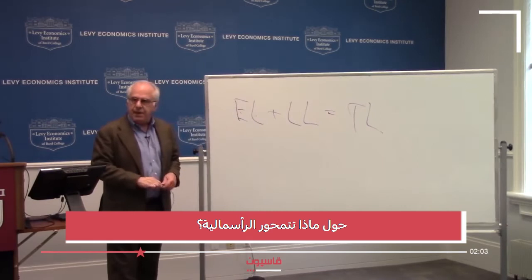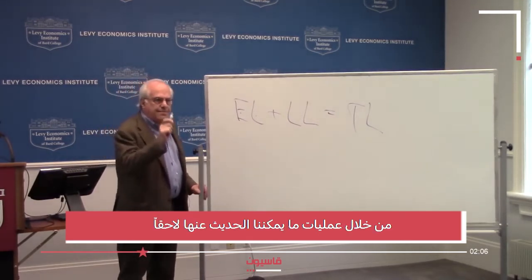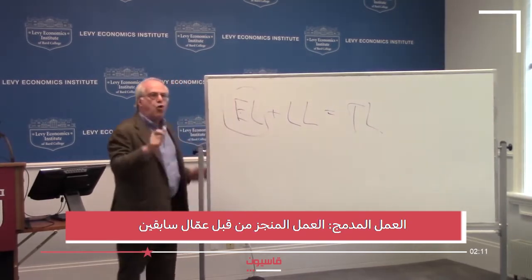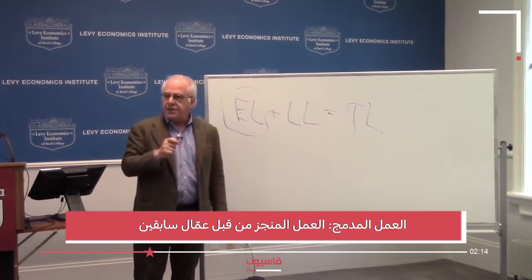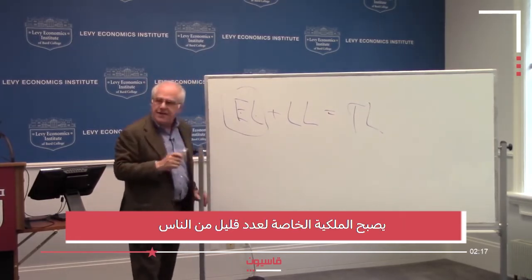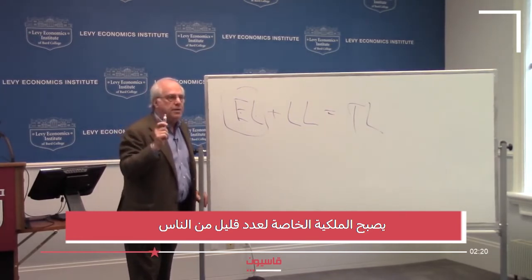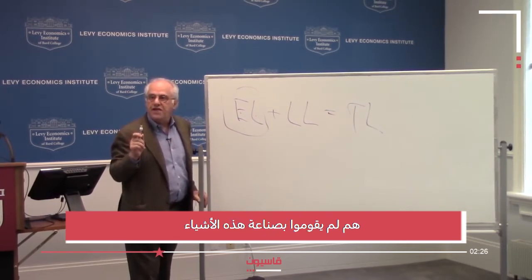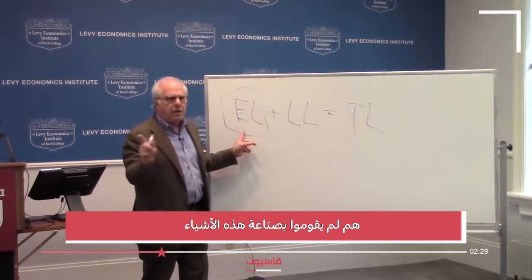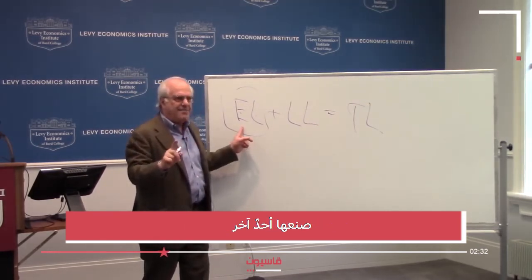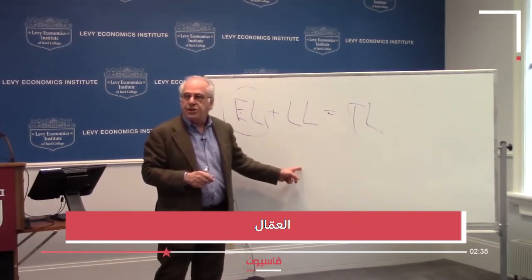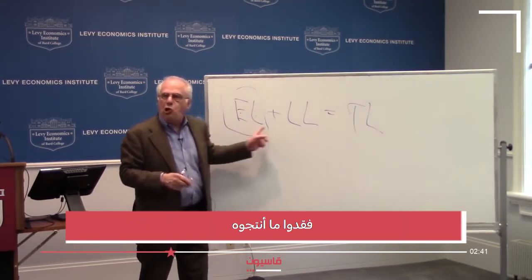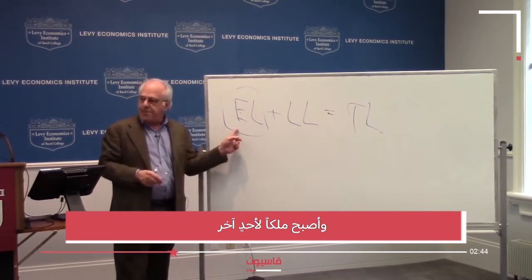What is capitalism about? By some process, which we can talk about later, the embodied labor, the work done by working people in the past, becomes the private property of a few people. You know their names. They're called employers. They didn't make this stuff. Absolutely not. Somebody else did. Workers. But those workers didn't get to keep what they produced. They lost what they produced, and it became the property of somebody else.